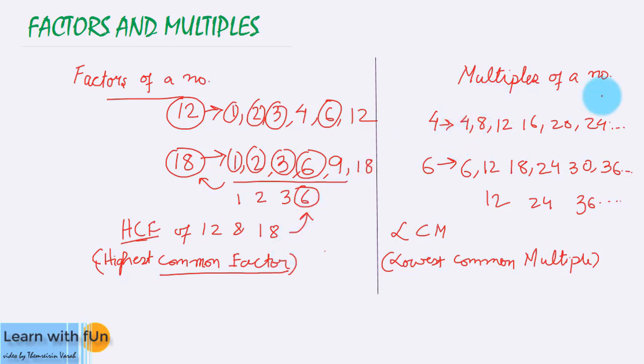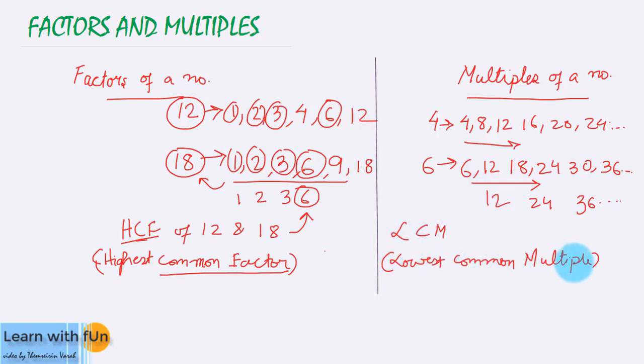Now we shall look at multiples of a number. Multiples of a number are all those numbers which can be obtained by multiplying the number by a positive integer. So multiples of 4 will be 4, 8, 12, 16, 20, 24, and so on. Let's take multiples of 6. So 6, 12, 18, 24, 30, 36, and so on.